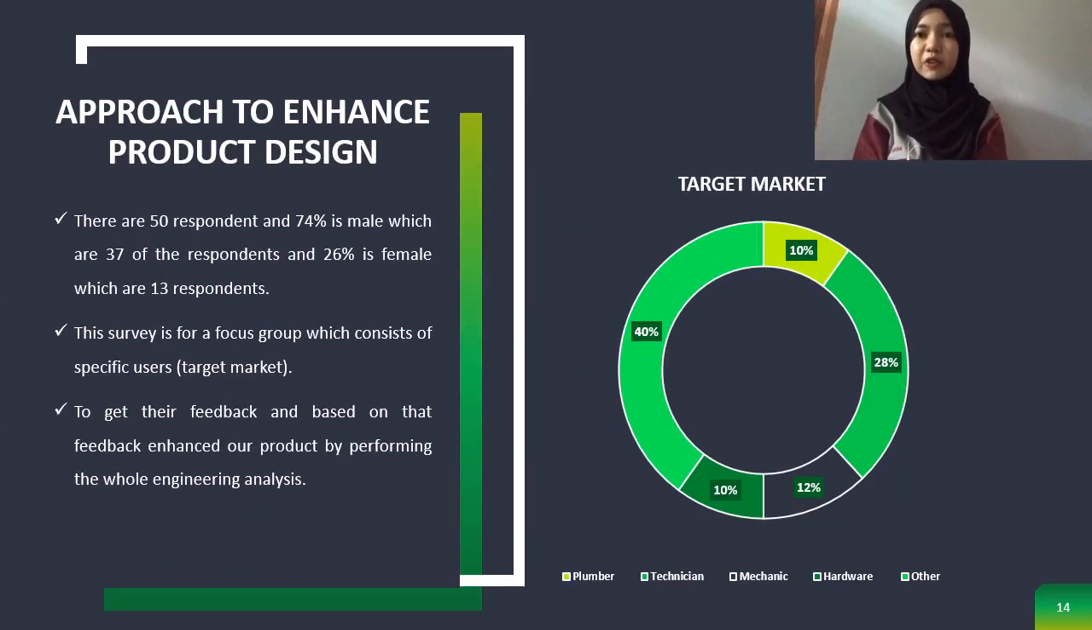Now, the enhancement of the product design. With the current design, our team improved the design before finalizing our final design by adopting approach 2, which is to establish a focus group consisting of specific target users, get their feedback, and based on the feedback, we enhance our product by performing the whole engineering analysis.